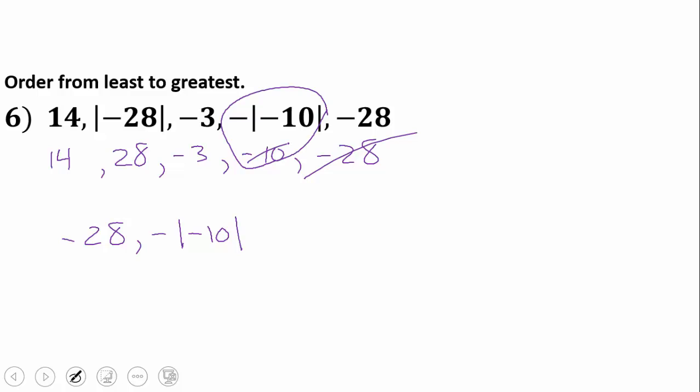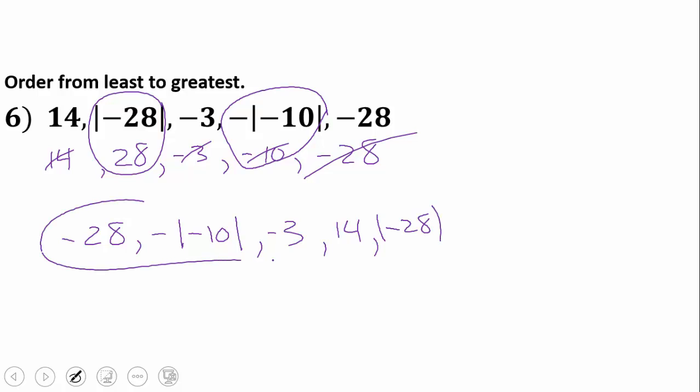We write down the original number when we put them in order from least to greatest. It's just easier to compare them when they are written as integers. Then we have negative 3. We go to our positive numbers. We have then 14. And then we have the negative absolute value of negative 28. So there's our numbers ordered from least to greatest. So writing them as integers first is very helpful.